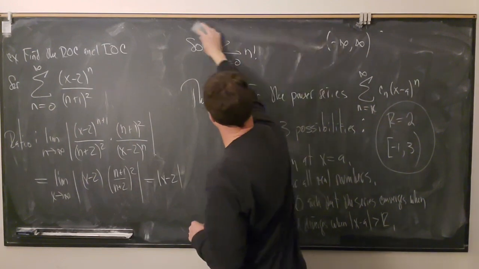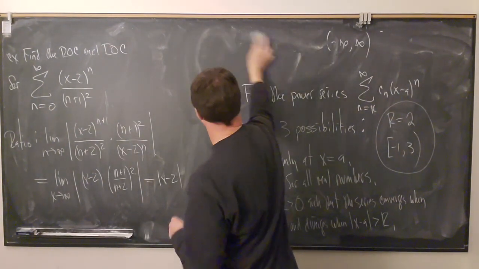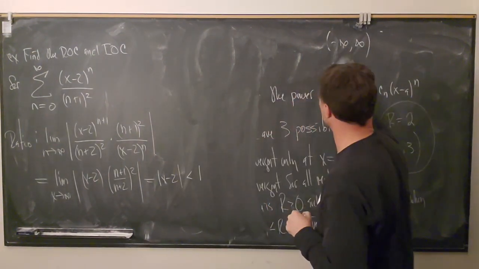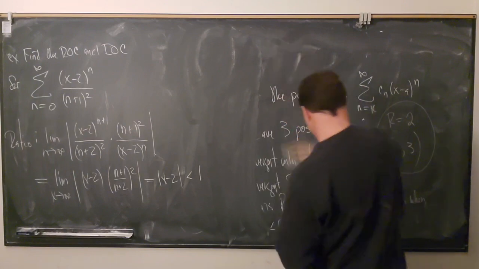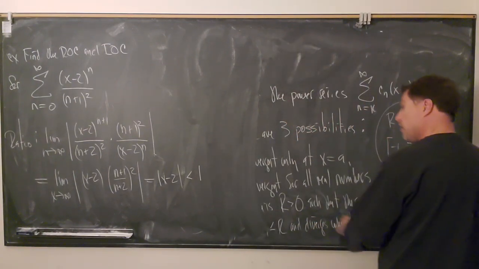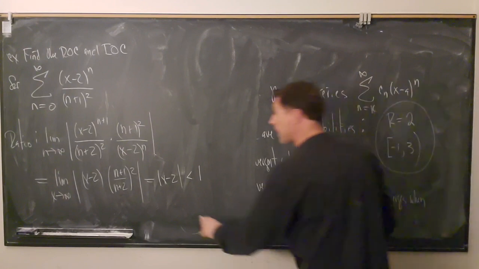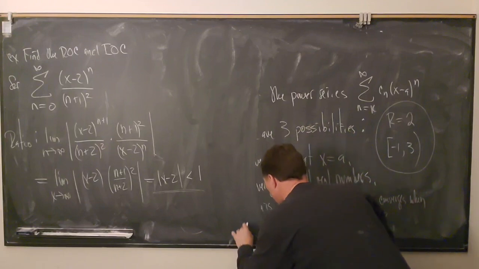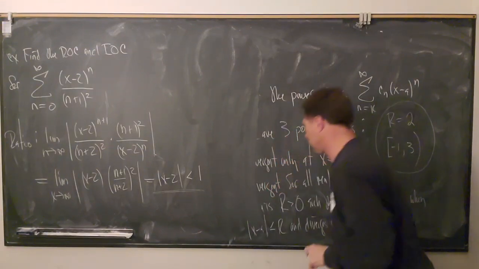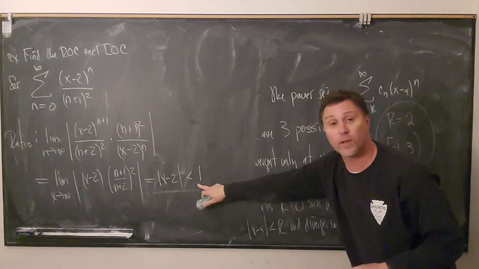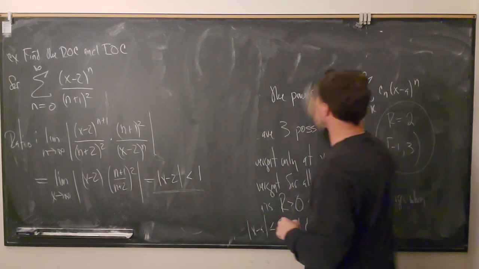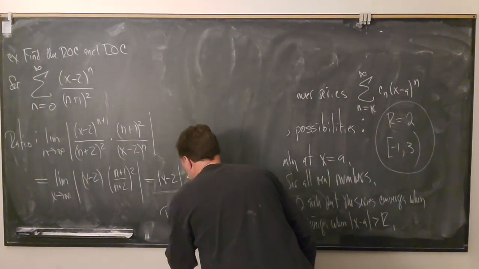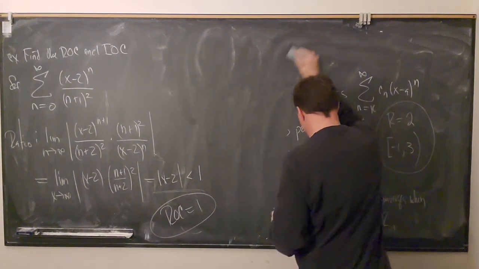And according to the ratio test, what we need then is for that to be strictly less than 1. So this series we know converges for all values of x for which the absolute value of x minus 2 is less than 1. We are looking at our radius of convergence right there. Our radius of convergence is 1. So we can write that down: radius of convergence equals 1.